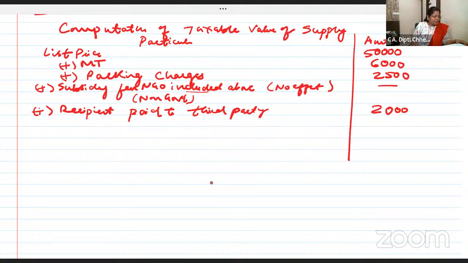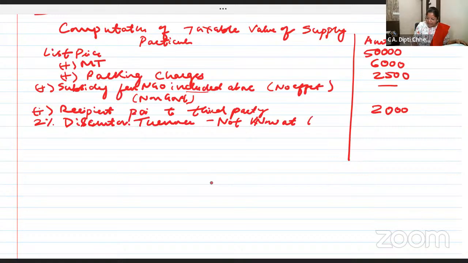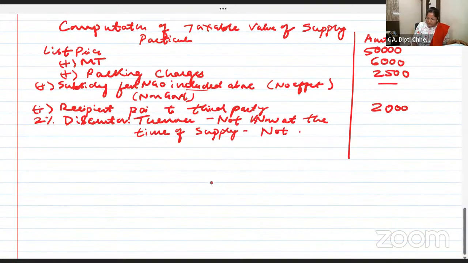XYZ Limited offers 2% discount on the list price after reviewing the performance. Okay, this discount was not known at the time of supply. 2% discount on turnover, not known at the time of supply. We were not knowing that the discount will be given, hence not deductible. Refer the flowchart till you learn.